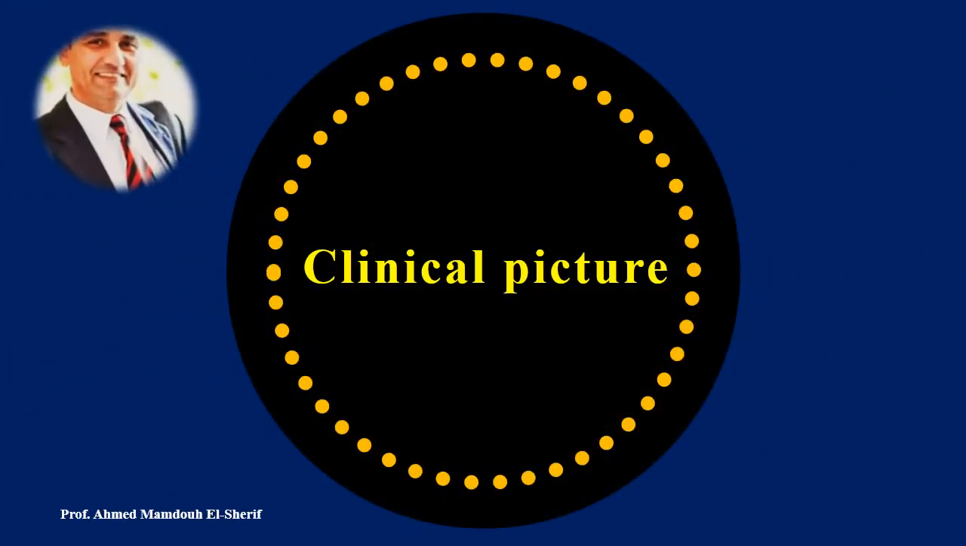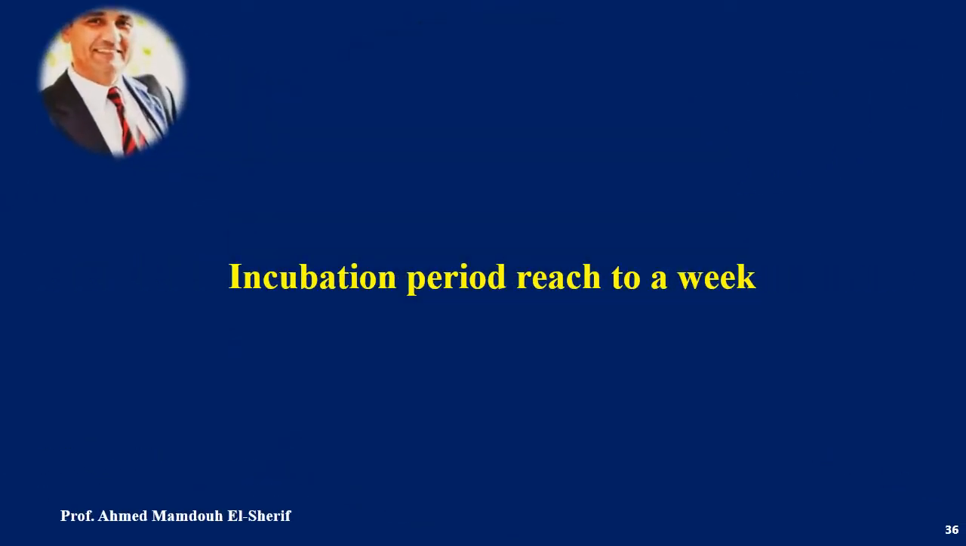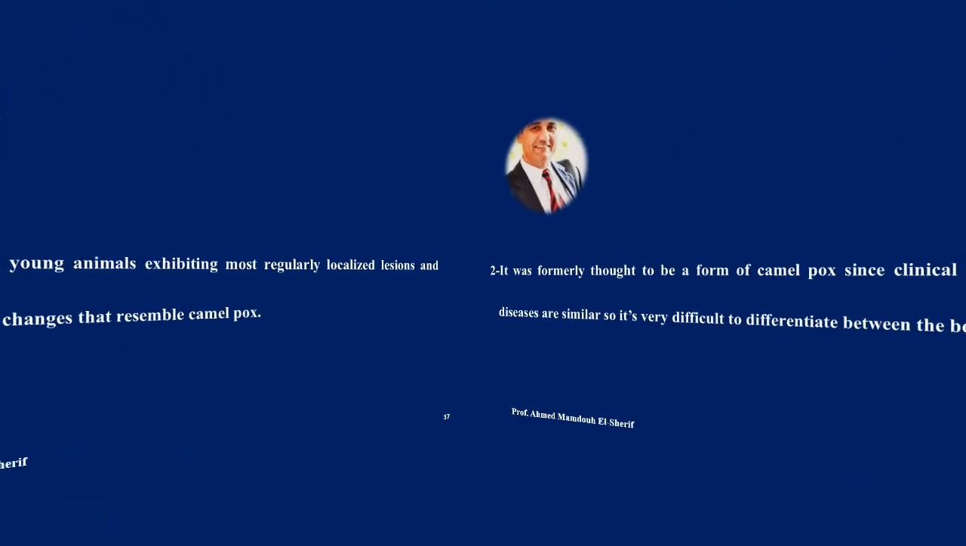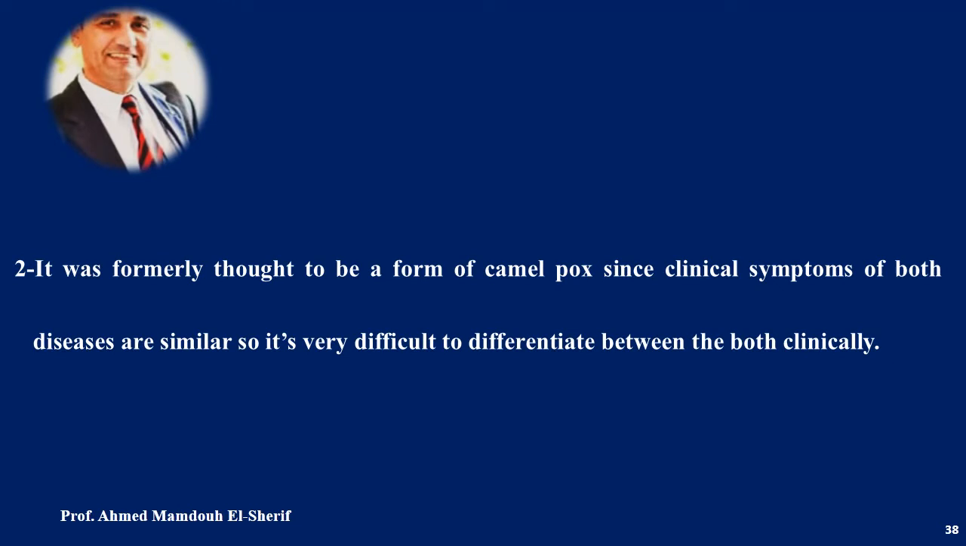Clinical picture of Camel Contagious Ecthyma. Incubation period reaches up to a week. It primarily affects young animals, exhibiting most regularly localized lesions and frequently generalized changes that resemble camel pox. It was formerly thought to be a form of camel pox since clinical symptoms of both diseases are similar, so it is very difficult to differentiate between the two clinically.